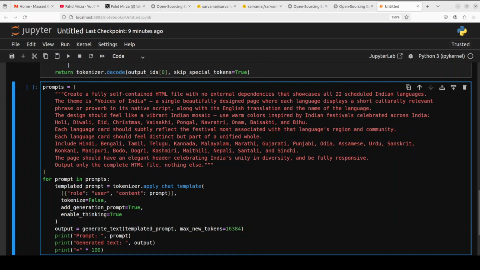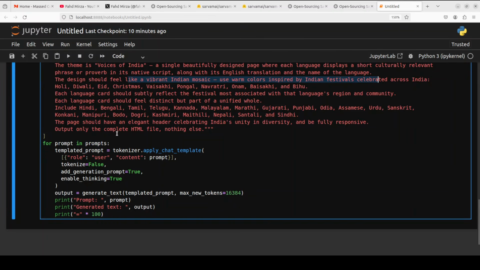So I'm asking it to display a short culturally relevant phrase or proverb in the native script in one of all of the 22 languages. So it will be a vibrant Indian mosaic. I'm asking it to use these colors and also take some inspiration from Indian festivals across India like Holi, Diwali, Eid, Christmas, Pongal, Onam, and then Bihu and a few others, and then I'm also mentioning the language. Then we are passing this prompt to that function which we defined.